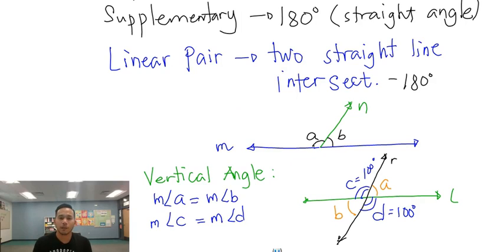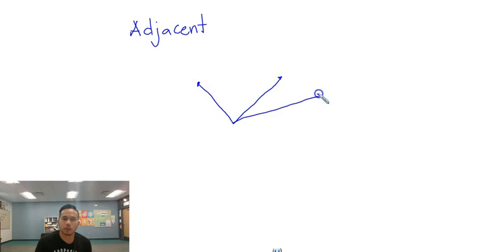That's vertical angle. Next, the last one that is very important is the adjacent angle. Two angles are said to be adjacent when they have a common side and a common vertex, and they don't overlap. Example of adjacent angles: let us say I have here an angle, and you get another angle here. Let us say angle A is adjacent to angle B.